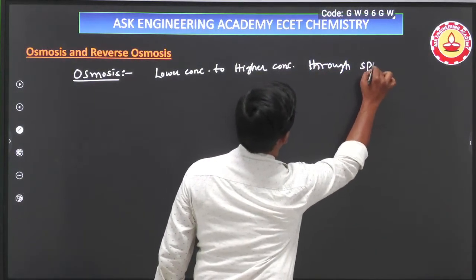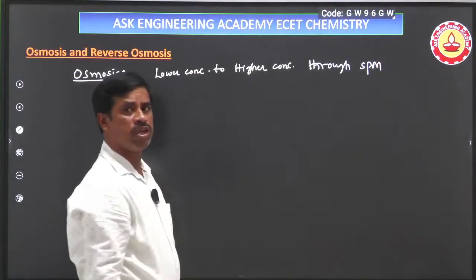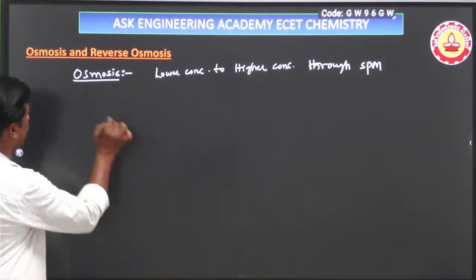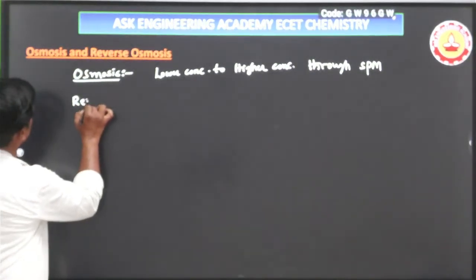Through a semi-permeable membrane. SPM means what? Semi-permeable membrane. That is osmosis. What is reverse osmosis?